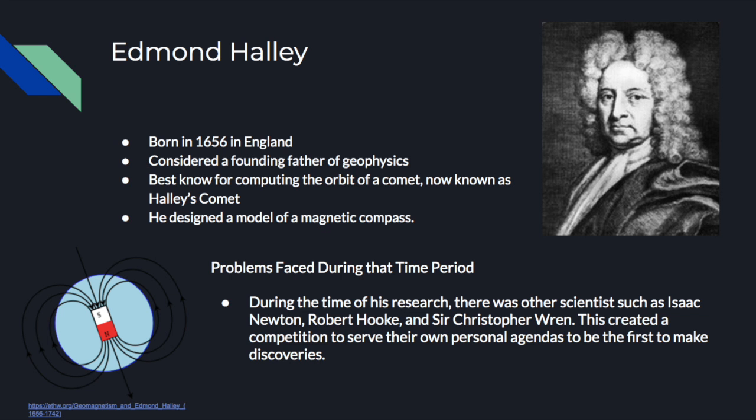Another important figure in the history of discovering electromagnetism was Edmund Halley. He was born in England in 1676. While he is better known for his work in astronomy, he is also considered one of the founding fathers of geophysics. He is best known for computing the orbit of the comet now known as Halley's Comet that only occurs every 75 years. He also designed one of the earliest working models of a compass.